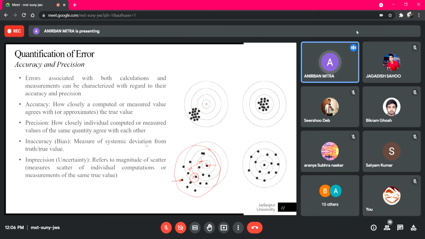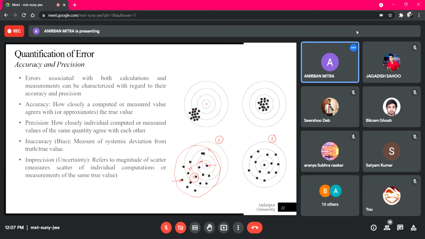Now, what about the figure just on the right of it? Let's say this is the first figure. This is the second figure. Here also you see that there is a substantial scatter of the individual results. So it is not precise.